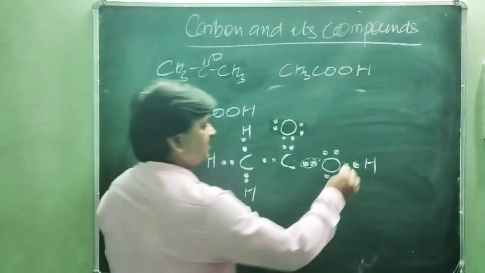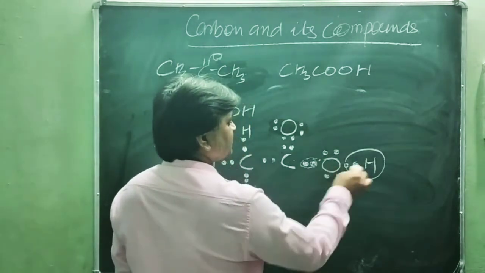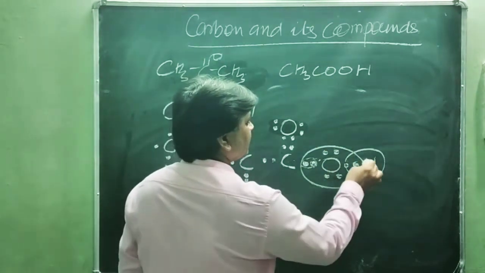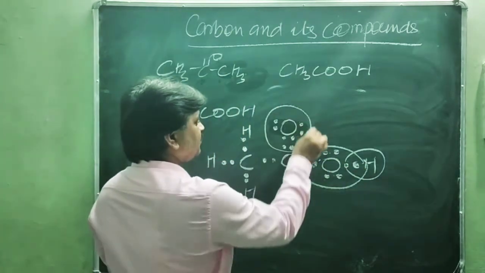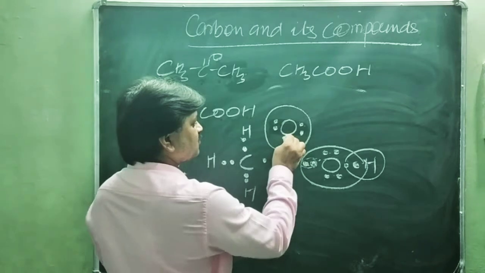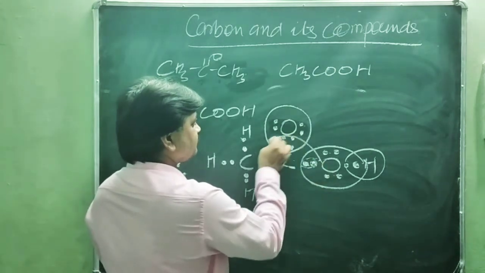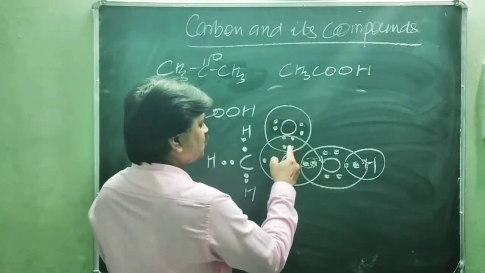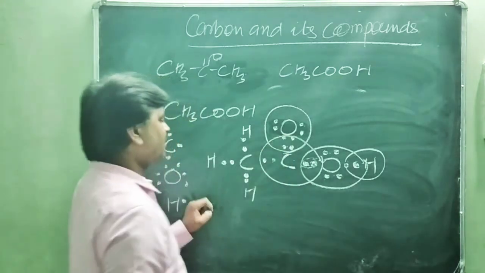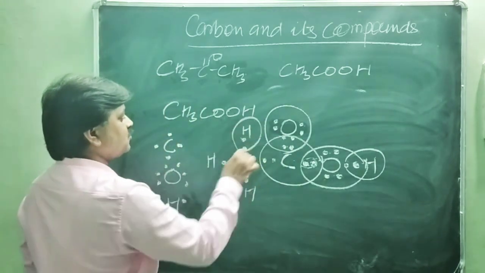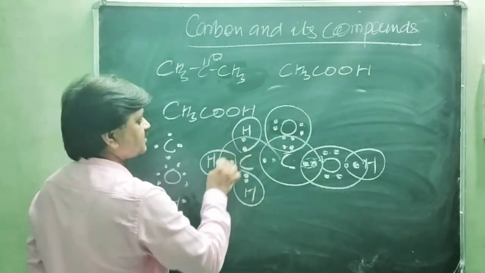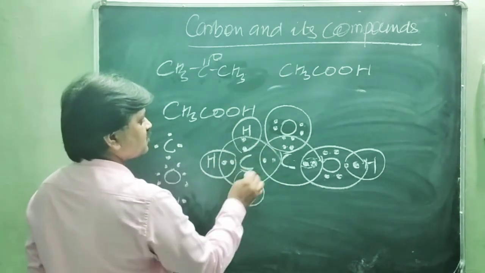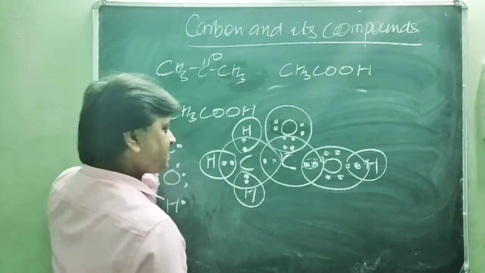Now hydrogen completed 2 electrons, and this oxygen completed 8 electrons: 2, 4, 6, 8. This oxygen also completed 8 electrons: 2, 4, 6, 8, and this carbon is 2, 4, 6, 8. Here the hydrogen is 2, 4, 6, and this is 2, 4, 6, 8. So what is the bond structure?